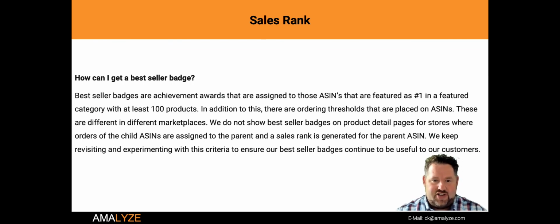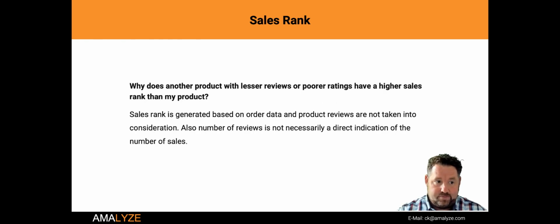In addition to this, there are ordering thresholds that are placed on certain ASINs, and of course these are different from category to category. Amazon goes on and states, "We do not show bestseller badges on product detail pages for stores where orders of the child ASINs are assigned to the parent and a sales rank is generated for the parent ASIN. We keep revisiting and experimenting with this criteria to ensure our bestsellers badges continue to be useful to our customers." I really like the way Amazon stated this. It's very straightforward and leaves little room for interpretation.